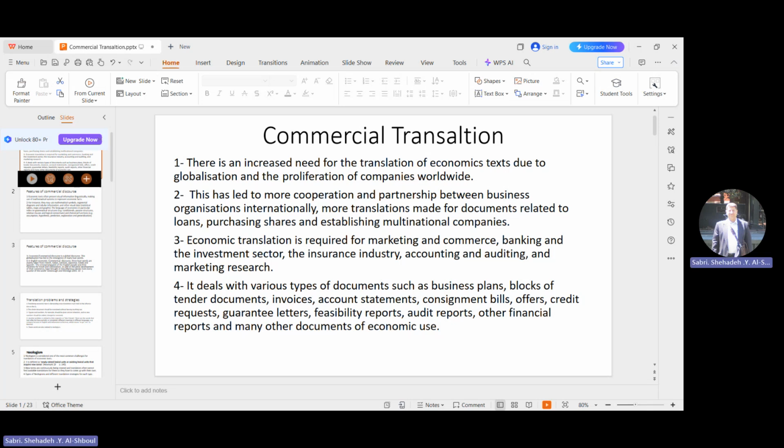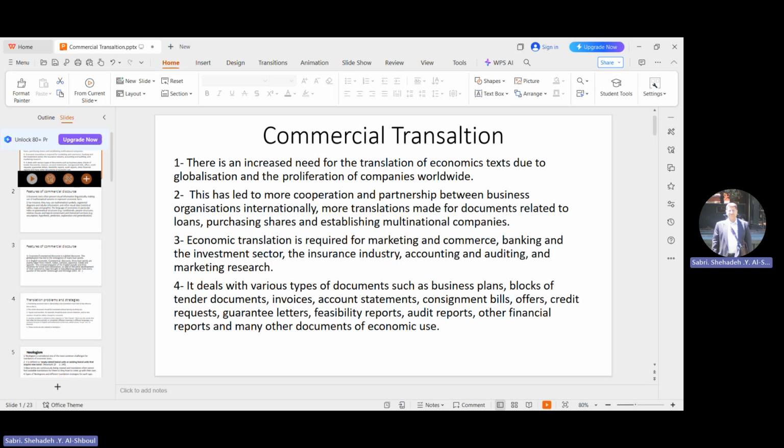So economic translation is required for marketing and commerce, banking and investment sectors, the insurance industry, accounting, auditing, and marketing research. Based on this, commercial translation plays a crucial role in today's interconnected world. Its importance includes facilitating international trade, like companies working together across borders and depending on accurate translations of contracts, purchase agreements, and tenders.